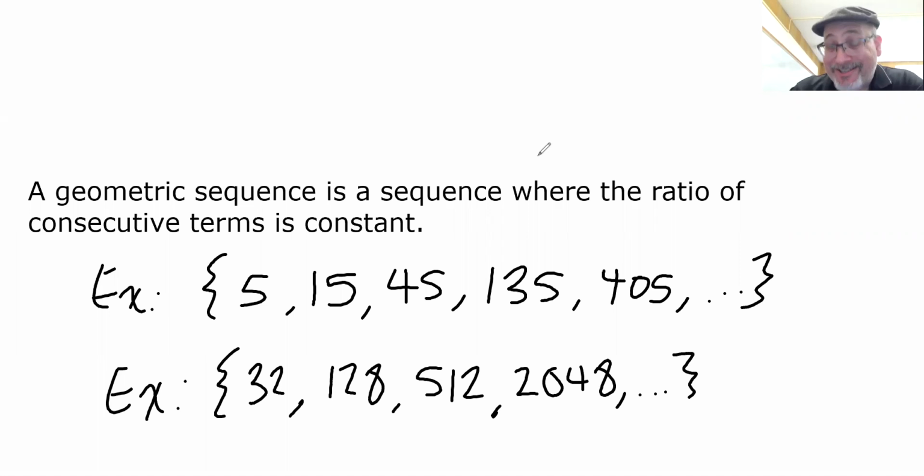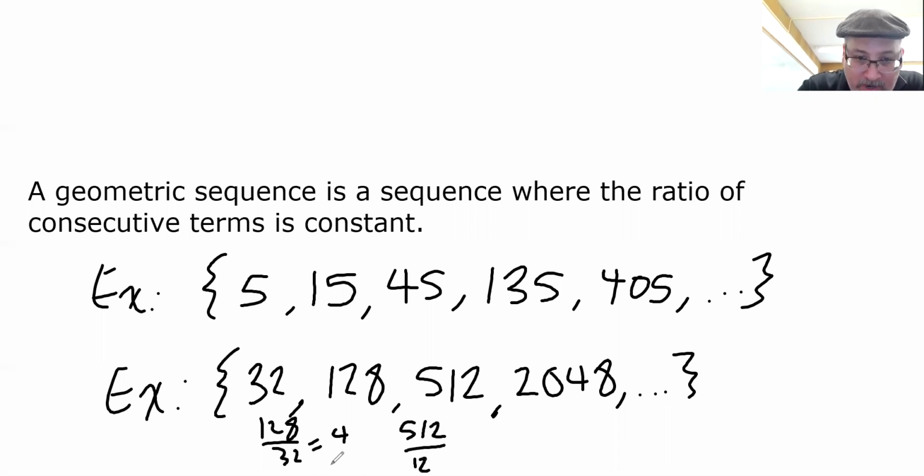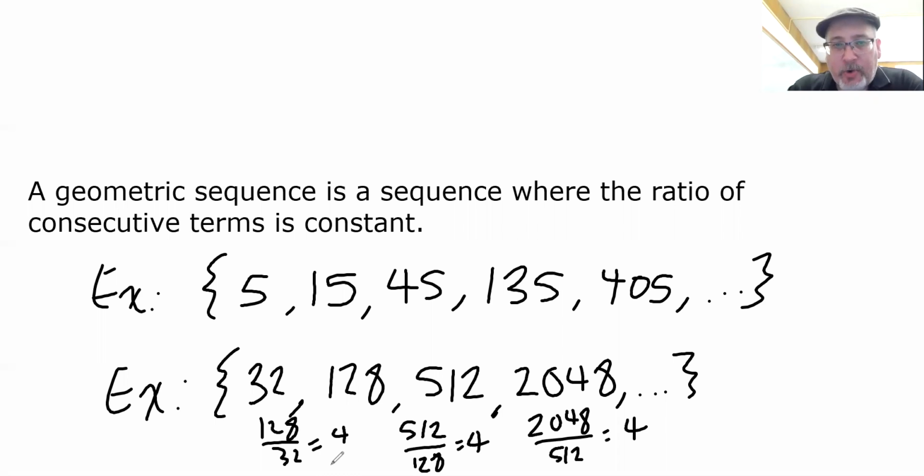and asked you, is this a geometric sequence? Then you would simply take ratios of consecutive terms. 128 divided by 32 is exactly 4. 512 divided by 128 is exactly 4. 2048 divided by 512 is exactly 4. So the evidence here suggests it's a geometric sequence with a common ratio of 4.